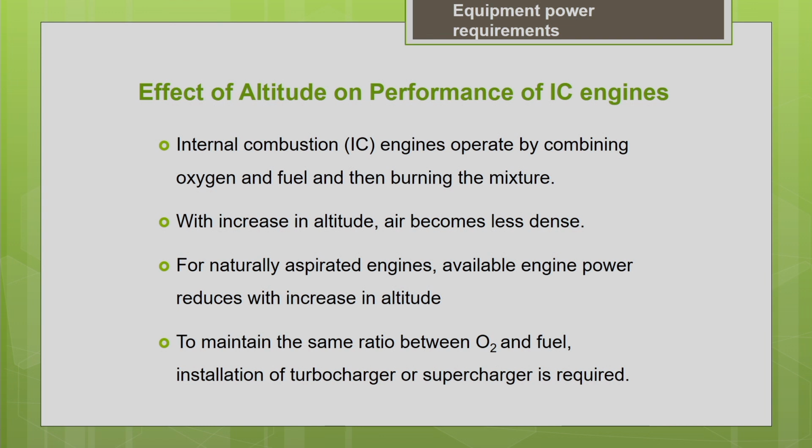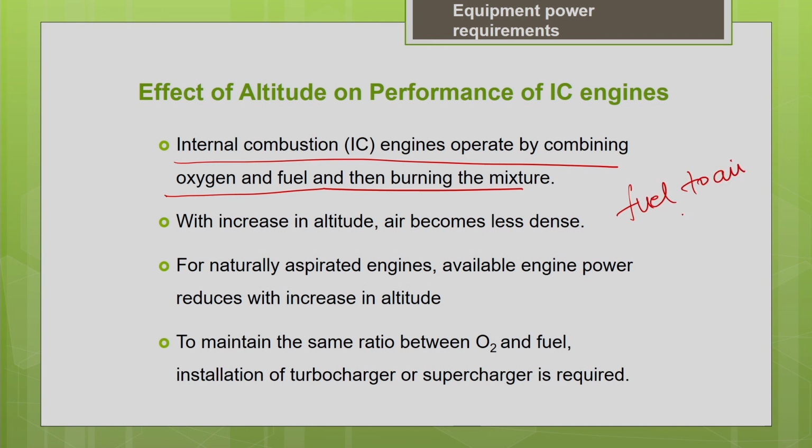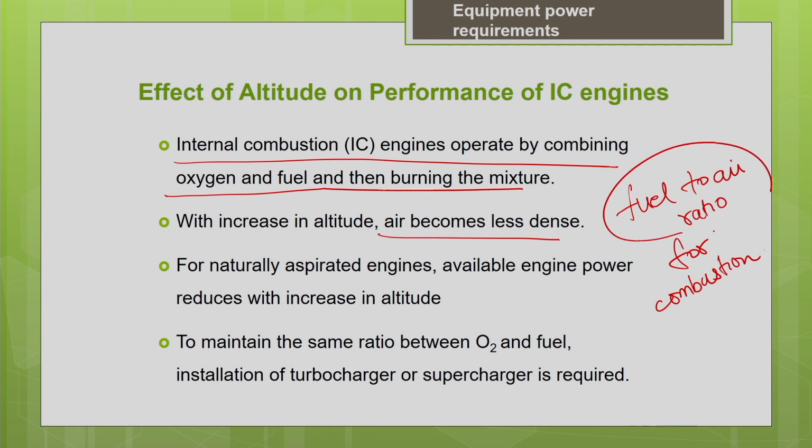Basically, internal combustion engines operate by combining oxygen and fuel and then burning the mixture. That's why I told you that maintaining the fuel to air ratio is very important for the combustion process. With increase in altitude, your atmospheric pressure will reduce, so the air becomes less dense. So this ratio gets affected. That is why the efficiency of the machine will get affected. The efficiency we realize with the machine at mean sea level will be higher. The same efficiency we cannot realize in a project site at a higher altitude. So that we should understand.